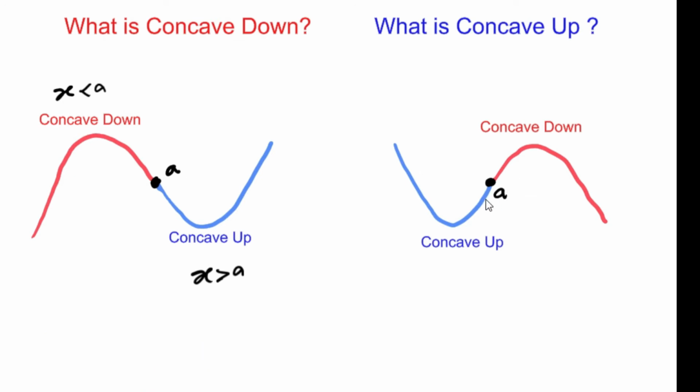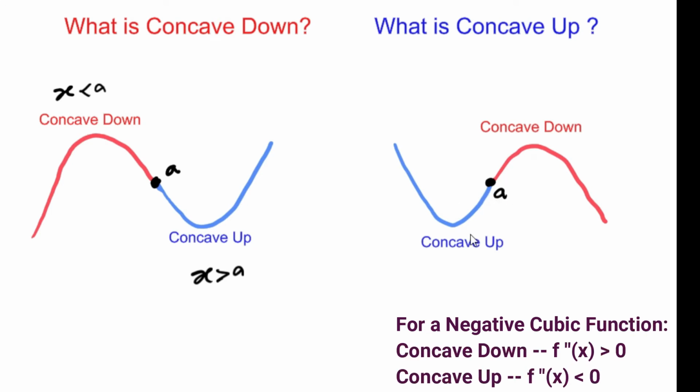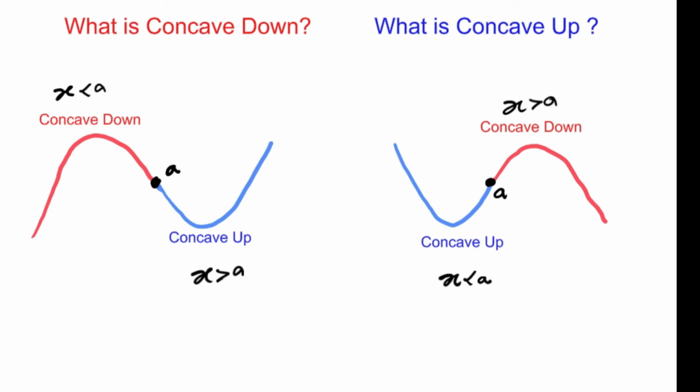For a negative graph, everything before your A is concave up, so we can represent it as x is less than A, and everything after here is represented as x is greater than A, because that's concave down.